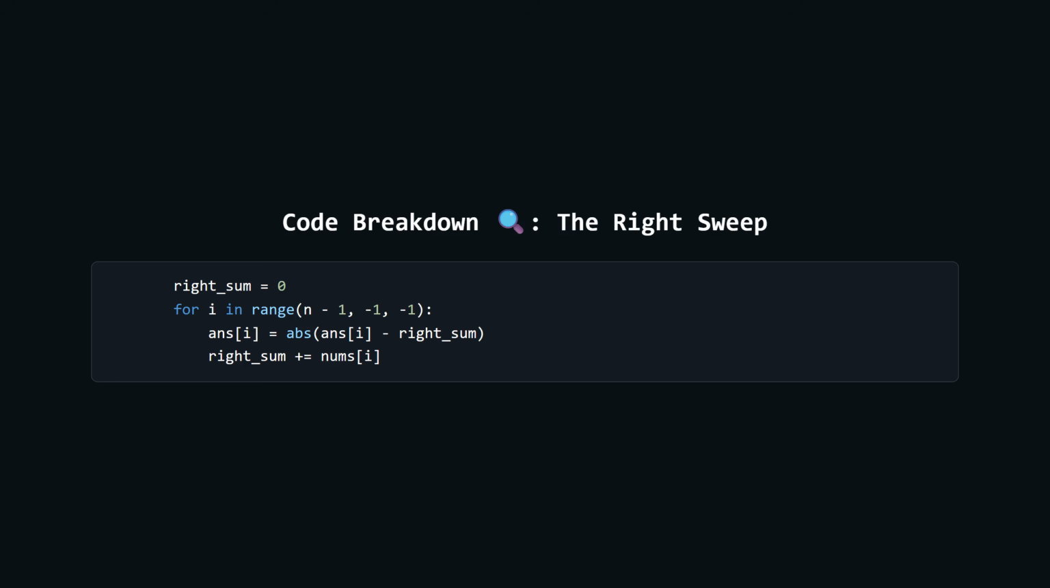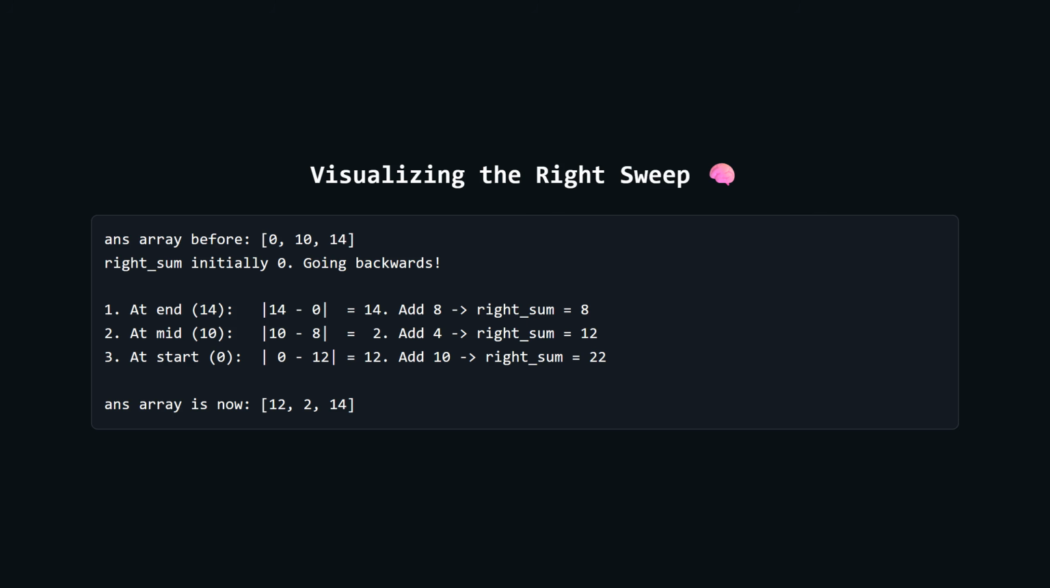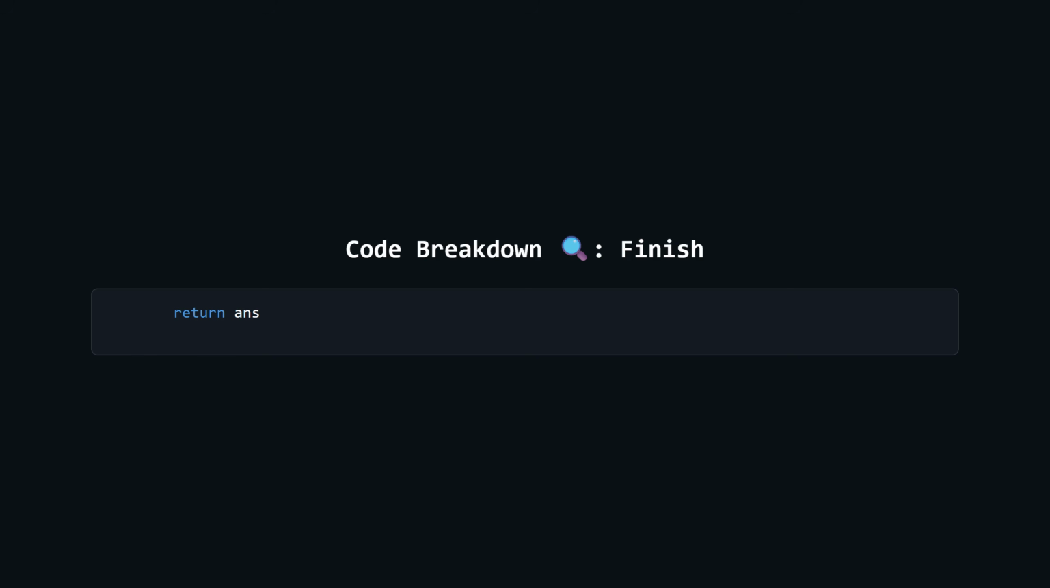Next, we do the exact same thing but going backward. We start a right sum at 0. For each spot going from the end to the beginning, we update our answer array by taking its current value, which is the left sum, and subtracting our running right sum, making sure to use the absolute value. Continuing our example going backward. At the last spot, the right sum is 0, so the difference is just 14. We then add 8 to our right sum. At the middle spot, we take 10 minus 8, which gives us 2. Finally, at the first spot, 0 minus 12 gives us an absolute value of 12. And that is it. We just return our completed answer array.